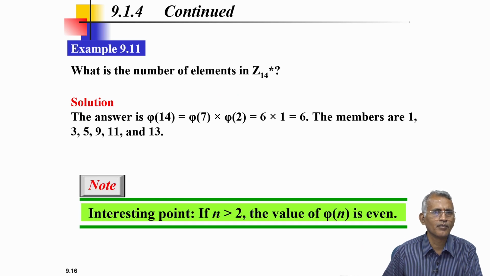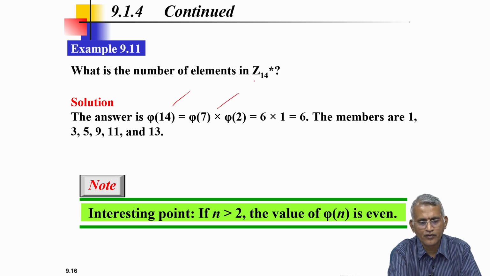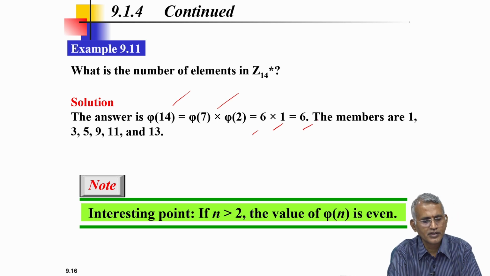What is the number of elements in the integers modulo 14? The answer: phi of 14 is phi of 7 into phi of 2. Phi of 7 is 6 and phi of 2 is 1, therefore it becomes 6. The members that are relatively prime to 14 are 1, 3, 5, 9, 11 and 13.